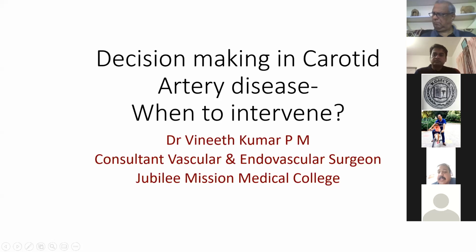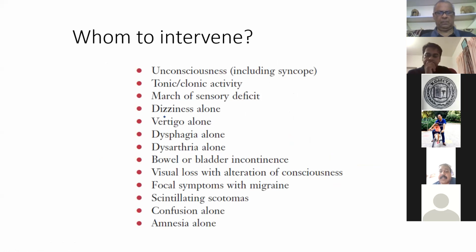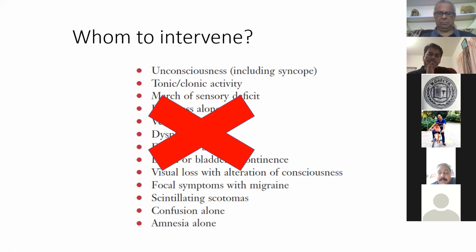My topic is decision making in carotid artery disease, so when to intervene. Before when to intervene, I start with whom to intervene. Suppose any patient comes with symptoms like unconsciousness, tonic activity, dizziness, vertigo, dysphagia, dysarthria. We should know that you should not intervene for these symptoms, because they are not related to the carotid territory; they are vertebrobasilar deficiency.